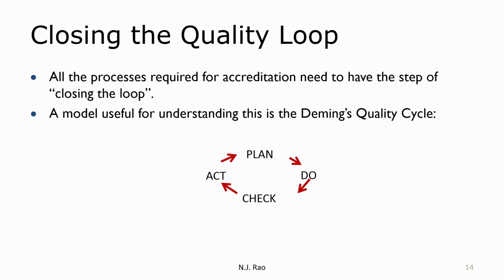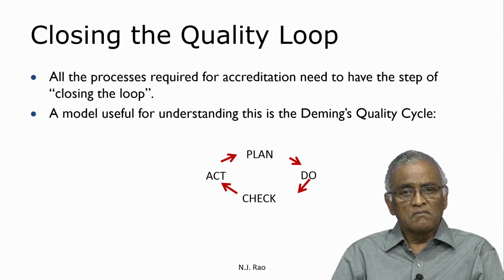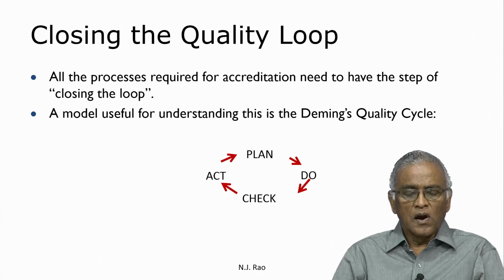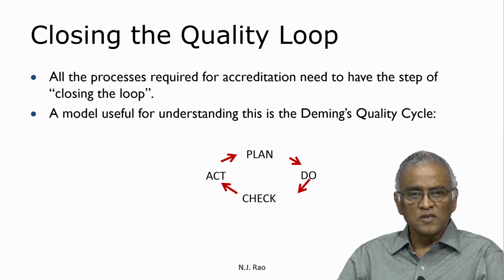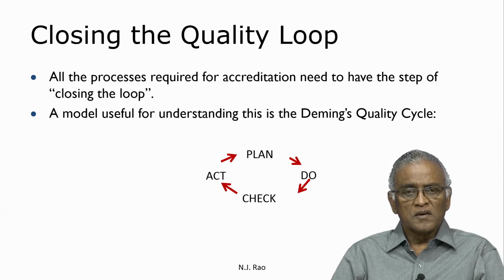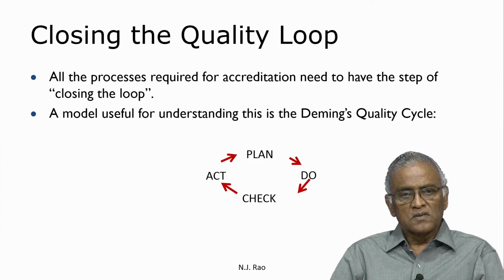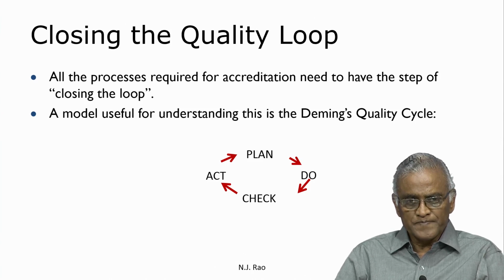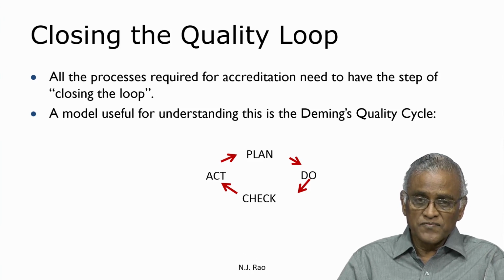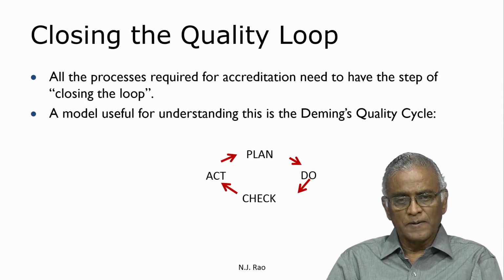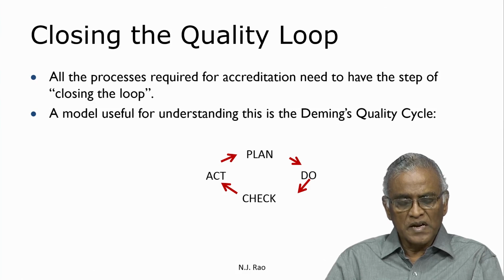Now one of the important features of accreditation is the quality loop. All the processes required for accreditation need to have the step of closing the loop. The model to capture this closure of the loop is the Deming's quality cycle. Those of the faculty who are familiar with quality related courses will be familiar with that.